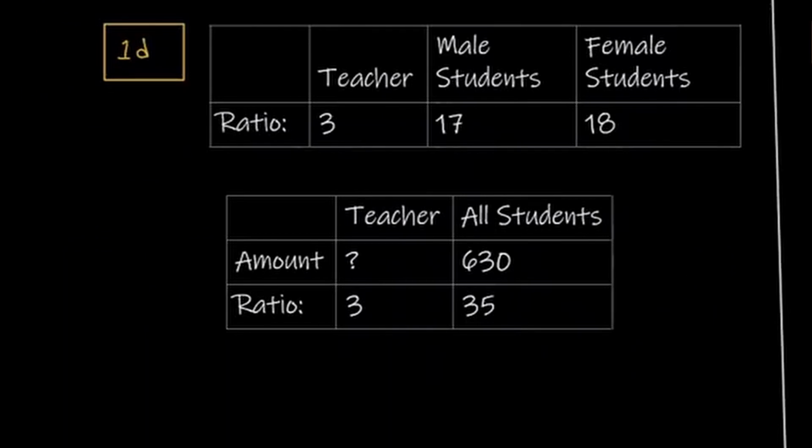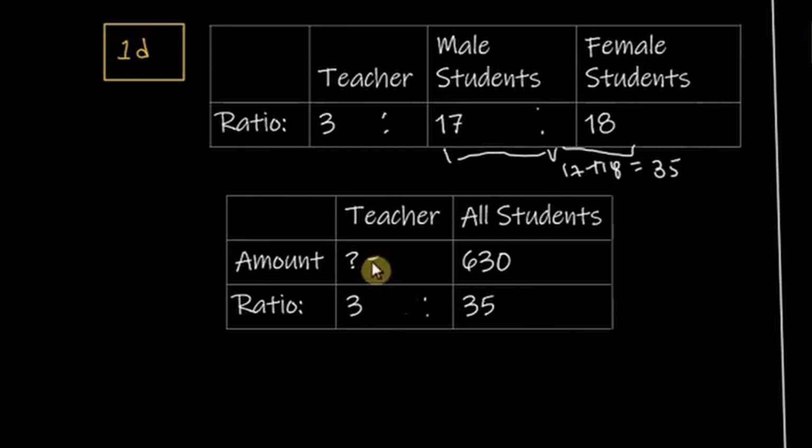Okay, so in 1D, we're given that the ratio of teachers to male students and to female students is 3 to 17 to 18. What we're told afterwards is that there are 630 students. So based on that ratio, how many teachers are in the school? So we're asked to compare teachers with all students. So we could actually compute the ratio of all students, 17 plus 18, and that would give us 35. So the new ratio is 3 to 35. So we can now calculate the number of teachers.